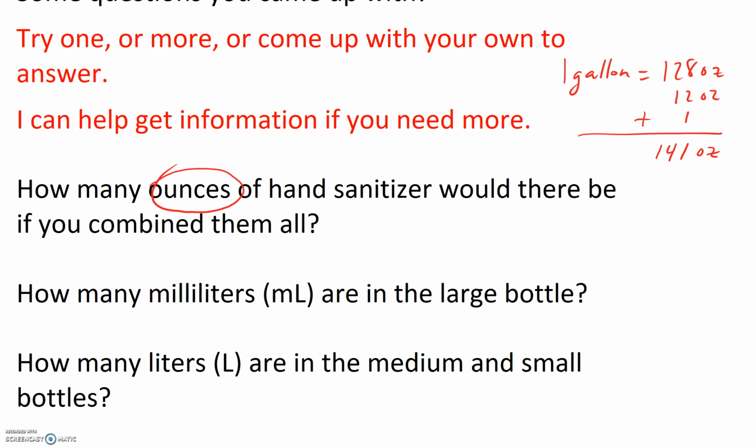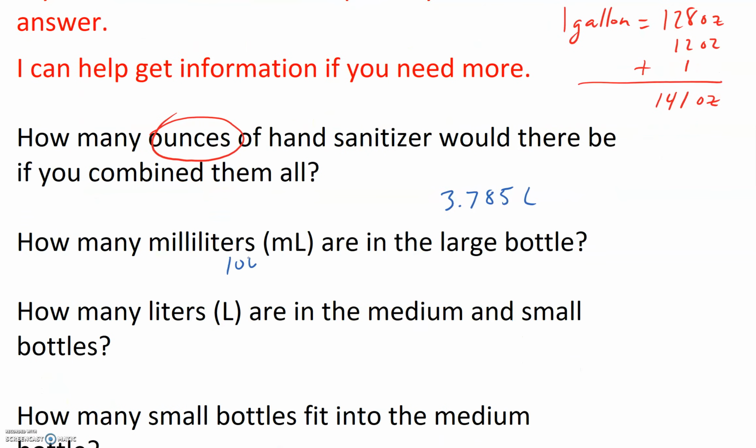How many milliliters are in the large bottle? So in the large bottle, let's change the color so we can look at that. The large bottle was 3 and 785 thousandths of a liter, right? And there are 1,000 milliliters equals 1 liter. So every liter is 1,000 milliliters. So if I multiply that by 1,000, that's actually going to be 3,785 milliliters. Okay, a little conversion.